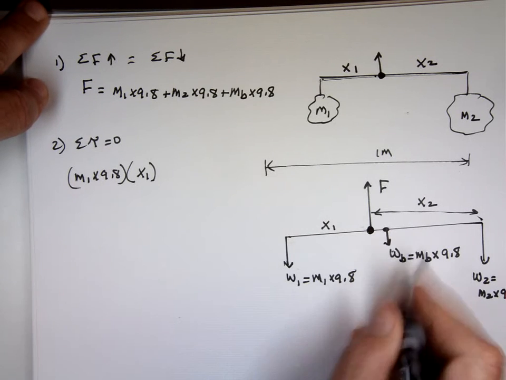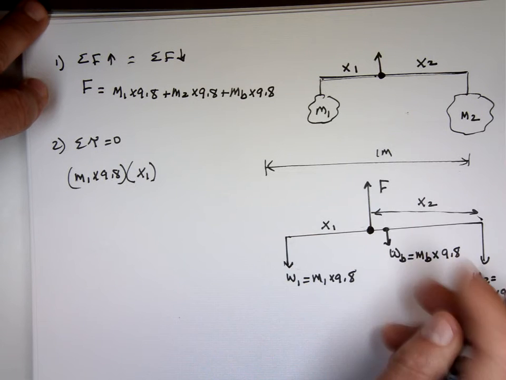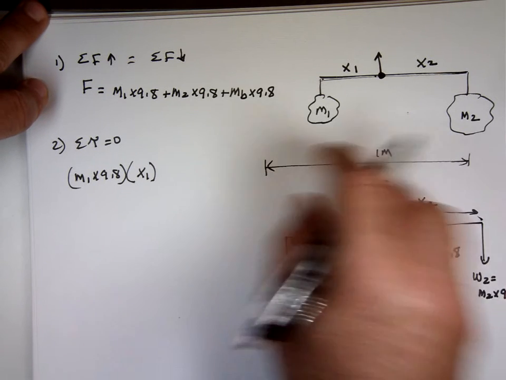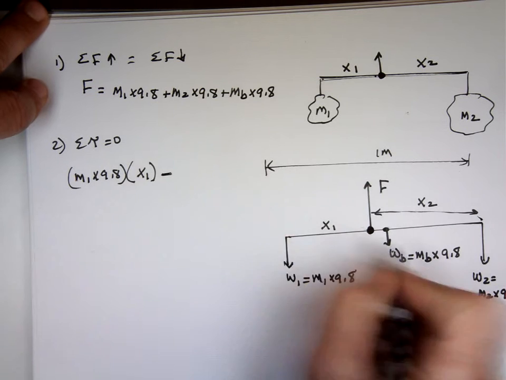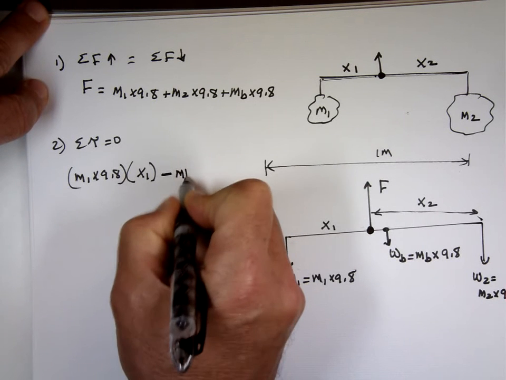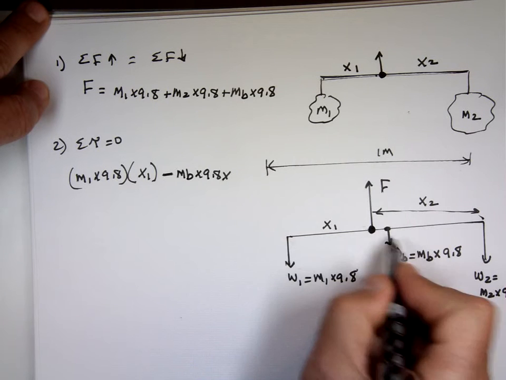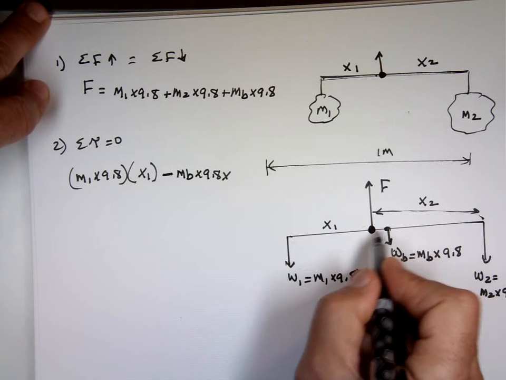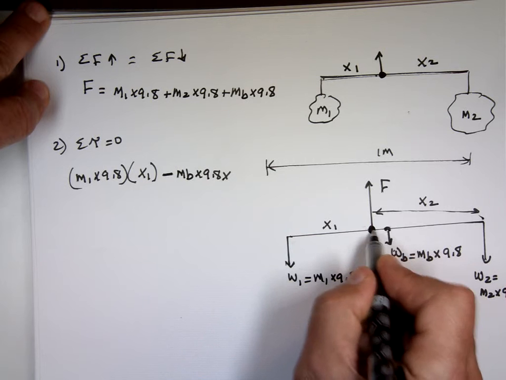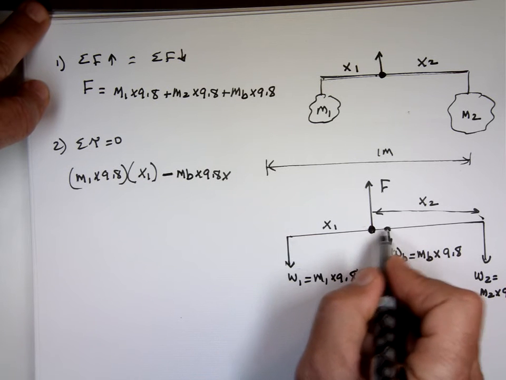What about these two here? They're going to make it spin which way? Clockwise. That's a negative. Mass of the beam times 9.8 times the distance from here to there. What's that distance from here to here? From here to there.